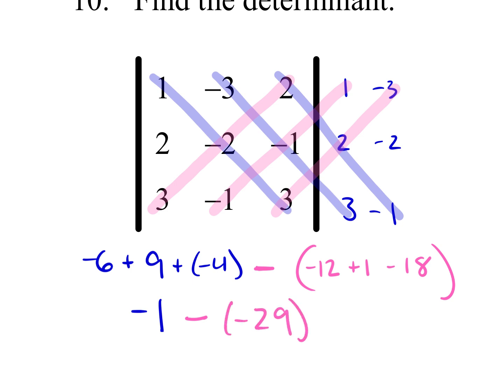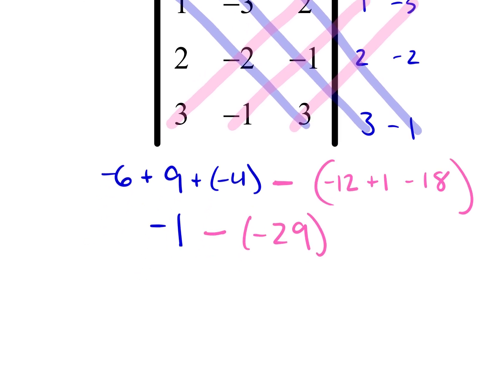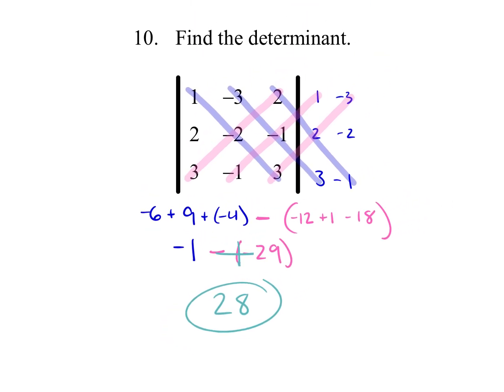So we have negative 1 minus negative 29. When we subtract a negative, this turns into a positive. So it's negative 1 plus 29. 28, positive 28. So that would be our determinant.